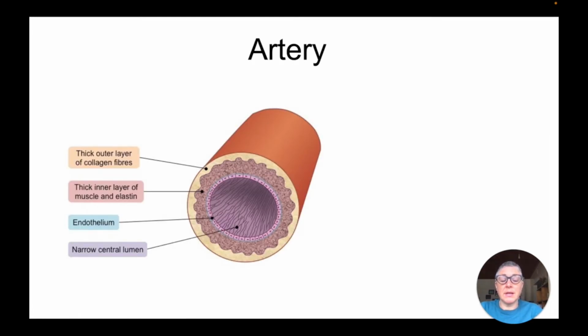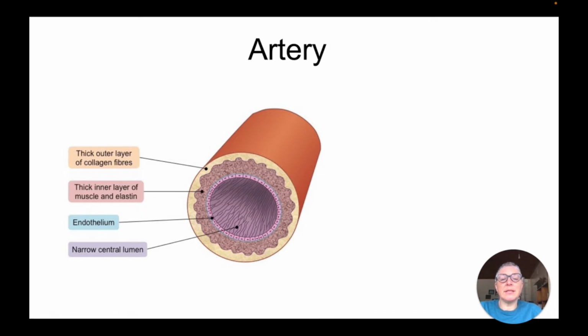So this is a diagram of an artery, and we can see that there are basically four parts to any type of blood vessel, with one exception. So we have this thick outer layer of collagen, and underneath that there's a very thick inner layer of muscle, which is slightly elastic, so that way it can move with the blood flow.